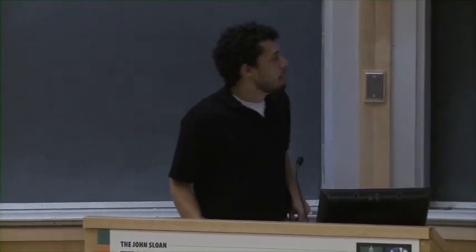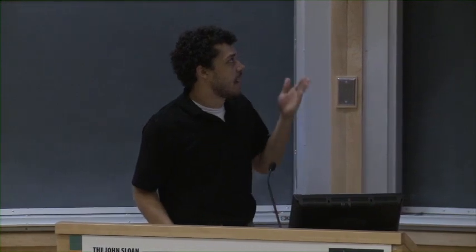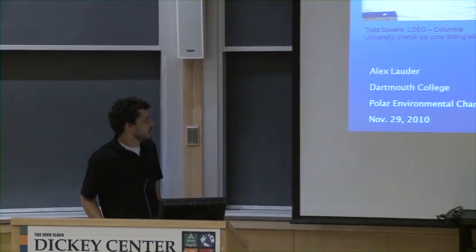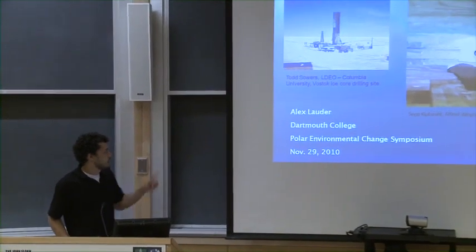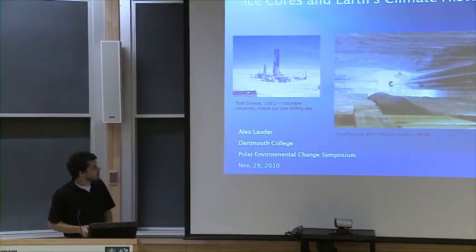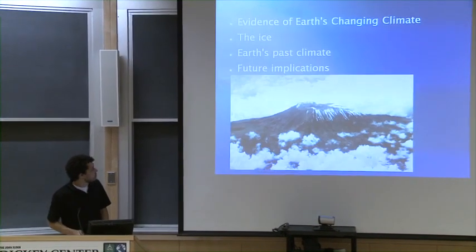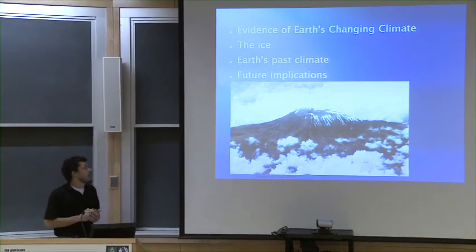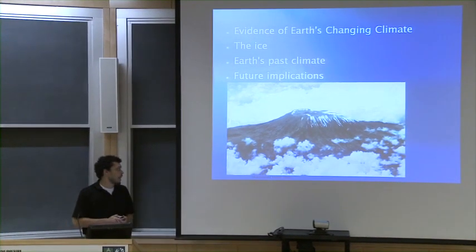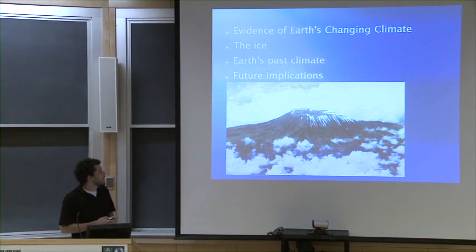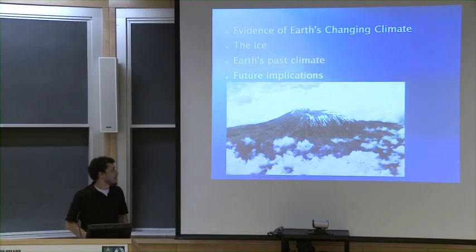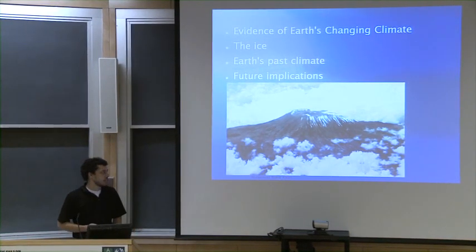Good. Thanks. My name is Alex Lauder, and I'll be talking about ice cores and Earth's changing climate. Just to start off with the images here, a couple of drilling sites at Vostok in Antarctica, and NEEM in Greenland. First we wanted to talk about evidence of Earth's changing climate from a lot of different sources. Then we'll get into talking about the ice and structure and what we can learn from it. And then we'll go through Earth's past climate, events that have happened in the past, and future implications of this.